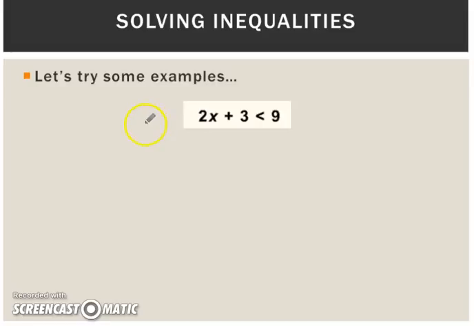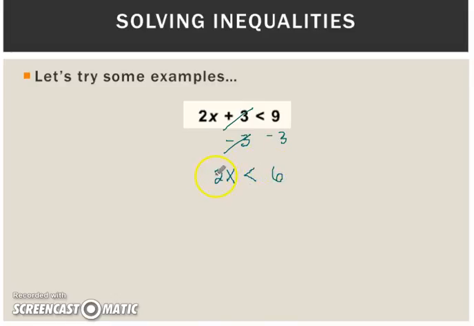If I have 2x plus 3 is less than 9, think of this as an equation. You're working to get x by itself. So right now it's 2 times x plus 3. You want to work backwards. So the last step was adding 3, so you want to subtract 3 first to get this 2x term by itself. So 3 minus 3, those two cancel each other off, and you're left with a 2x by itself. And then 9 minus 3 is 6. So we have less than 6.